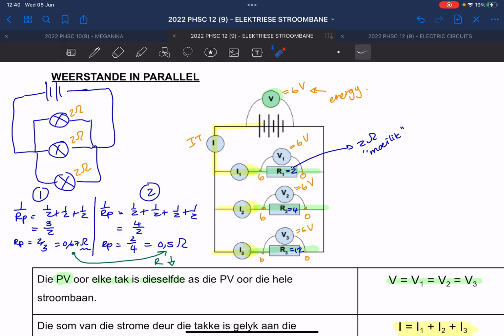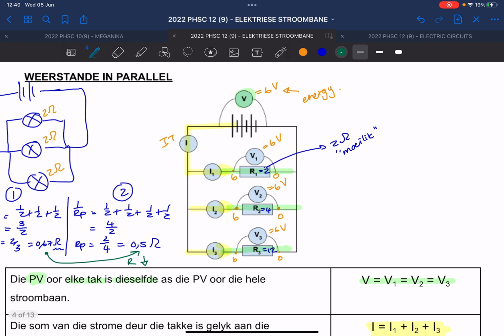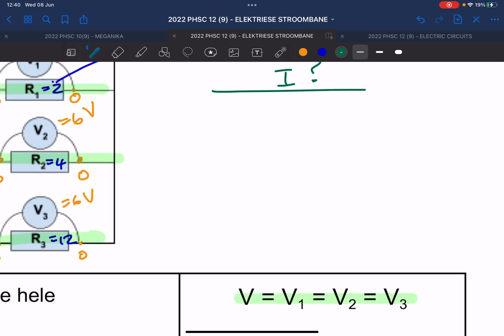Alright, so my question is, what will happen if we add more? What will happen to the current? Okay, for that, I'm going to zoom in on the right hand side. For that, you're going to go back to Ohm's law.